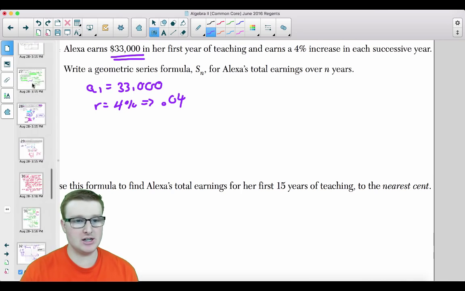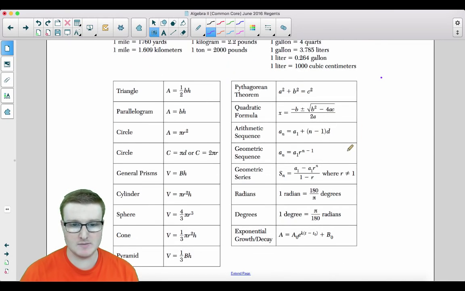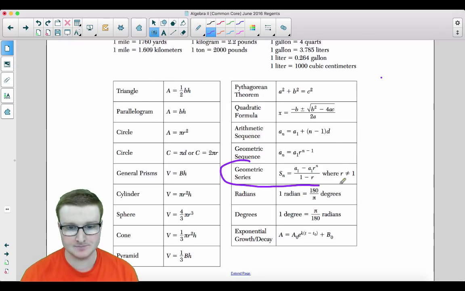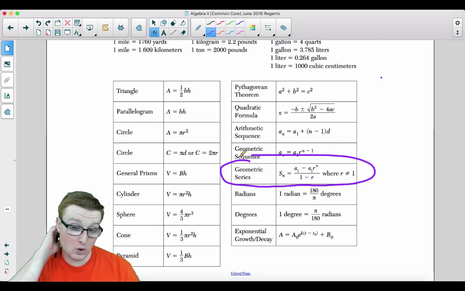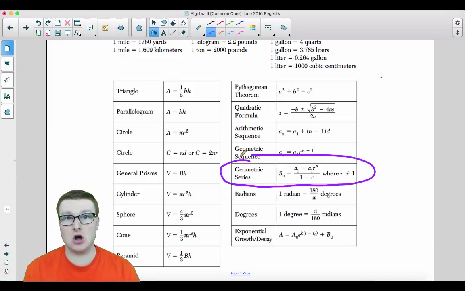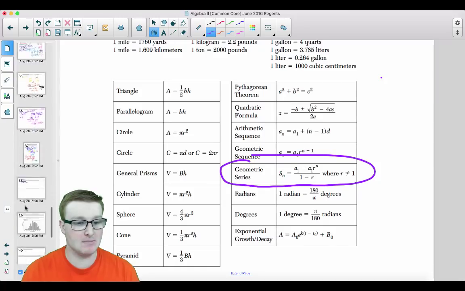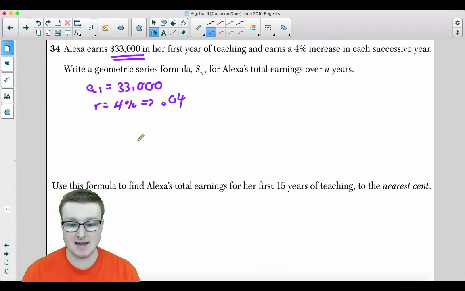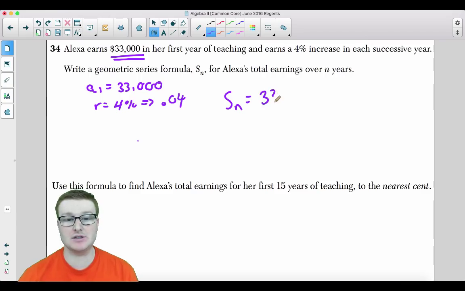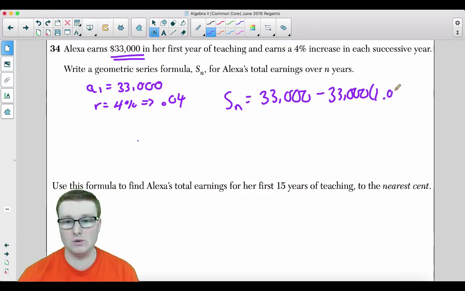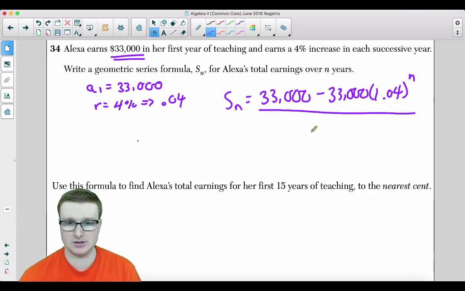Now remember that your geometric series formula can be found on your reference sheet. The geometric series formula is right here. It's A sub 1 minus A sub 1 times r to the n over 1 minus r. But keep in mind that for the rate, you have to add a 1 to it. Why are you adding a 1? Because it is a rate of increase. She's getting paid more. So S of n is equal to 33,000 minus 33,000 times 1.04, that's the rate of increase, raised to the n power. We don't know how many years n there are, over 1 minus 1.04. Done.